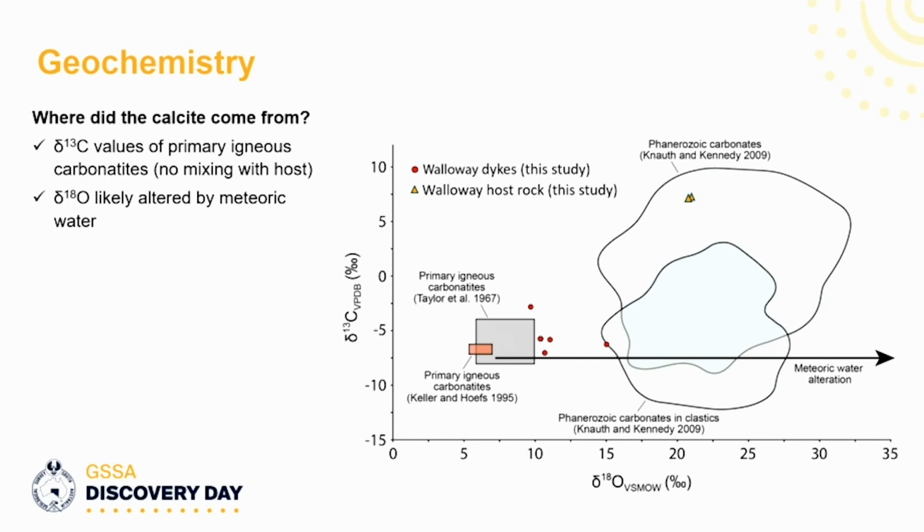So this suggests that there hasn't been mixing or sequestering of crustal carbonate into these dikes, and so this sort of horizontal trend toward heavier delta 18O values in the dikes at Walloway is interpreted to be a meteoric water alteration trend, and they are actually primary igneous carbonates.